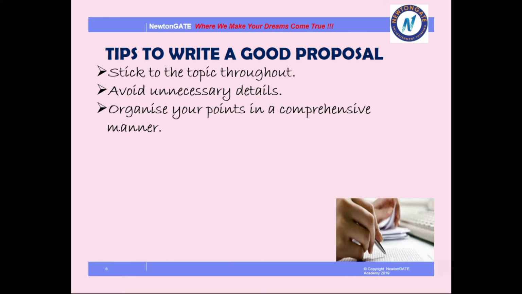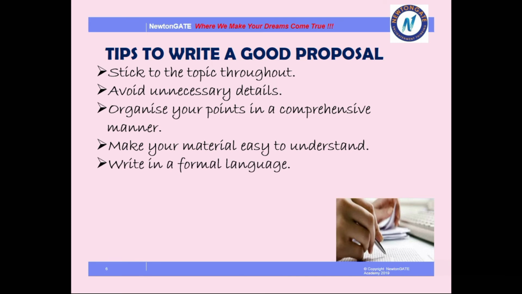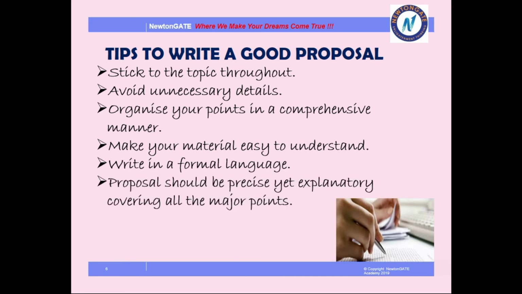Organize your points in a comprehensive manner. You cannot write anything abruptly or haphazardly in your proposal. It should be presented in a very comprehensive manner. Make your material easy to understand. Do not use extremely bombastic words. Yes, the language has to be formal, but the material needs to be very easy so that the proposal can be easily understandable. Write in a formal language. Proposal should be precise yet explanatory, covering all the major points.